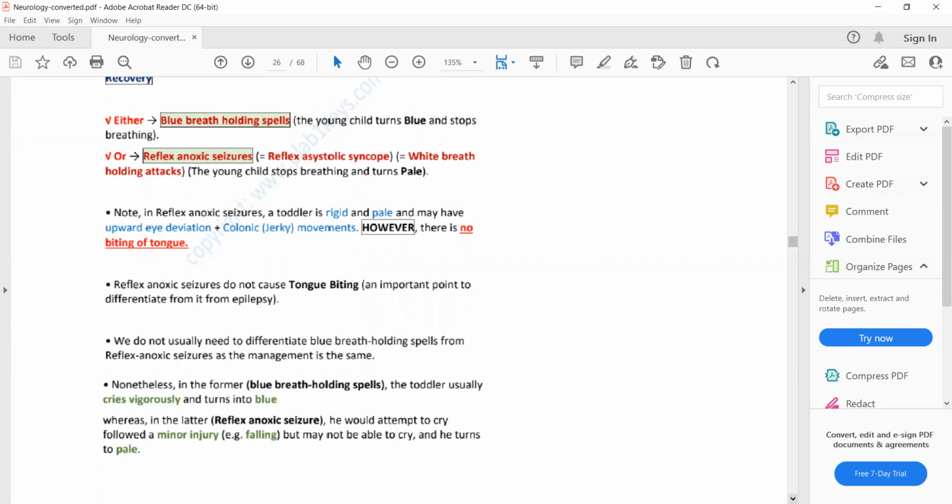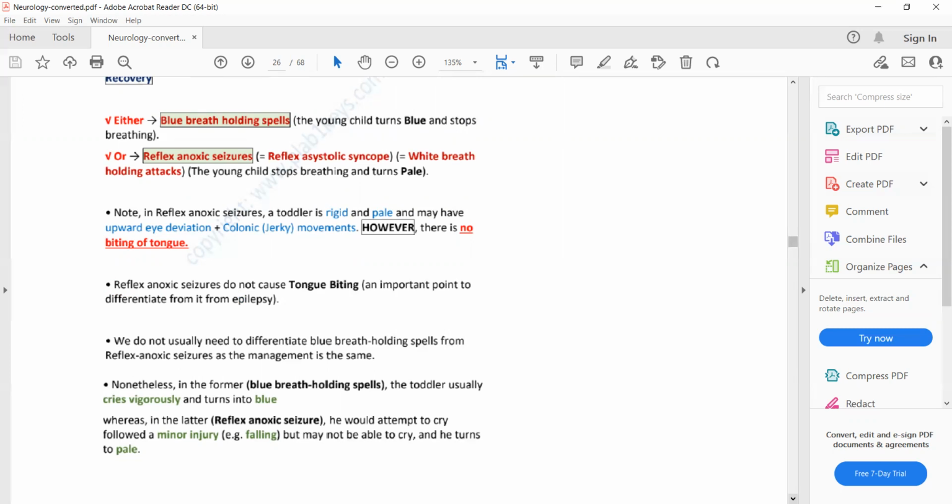Remember that reflex anoxic seizure or blue breath holding spells, how you are going to differentiate these seizures from epilepsy. The important diagnostic point for the diagnosis of epilepsy is that there's tongue bite during an epileptic attack.